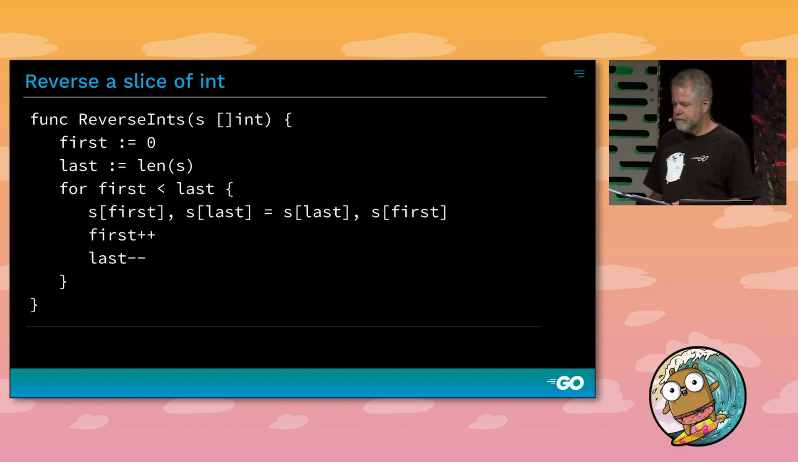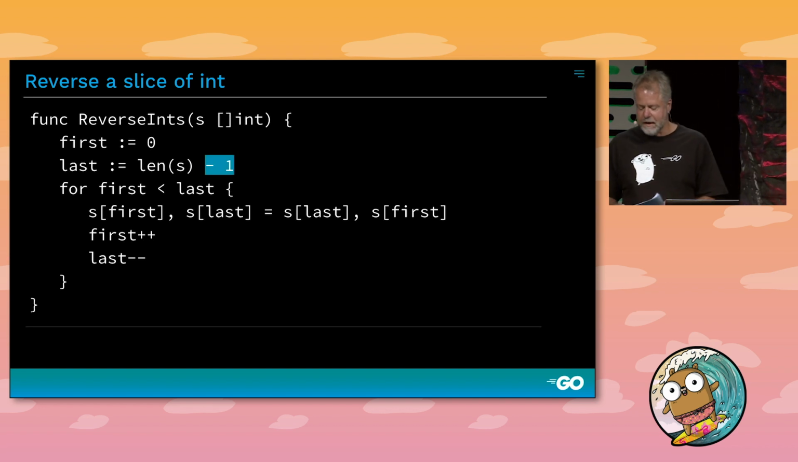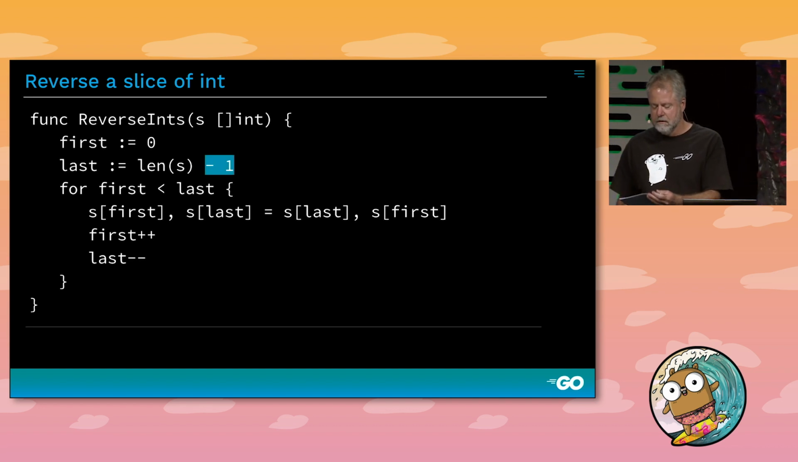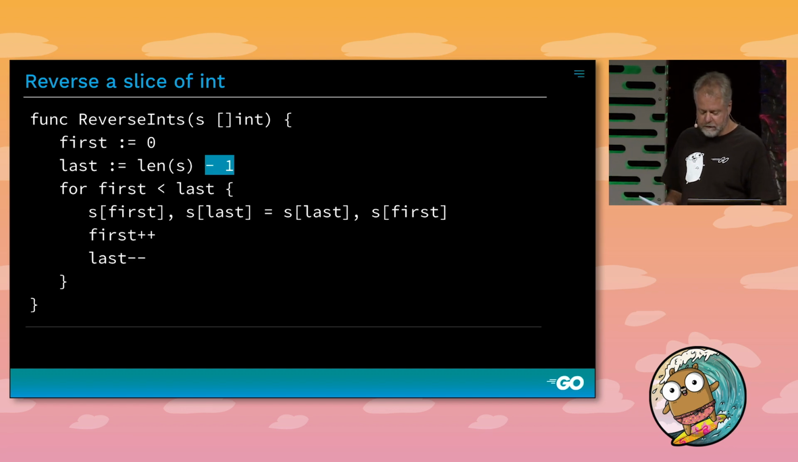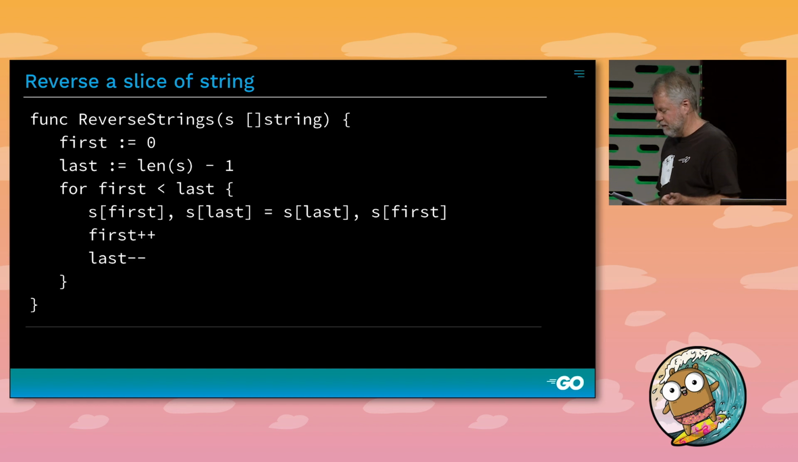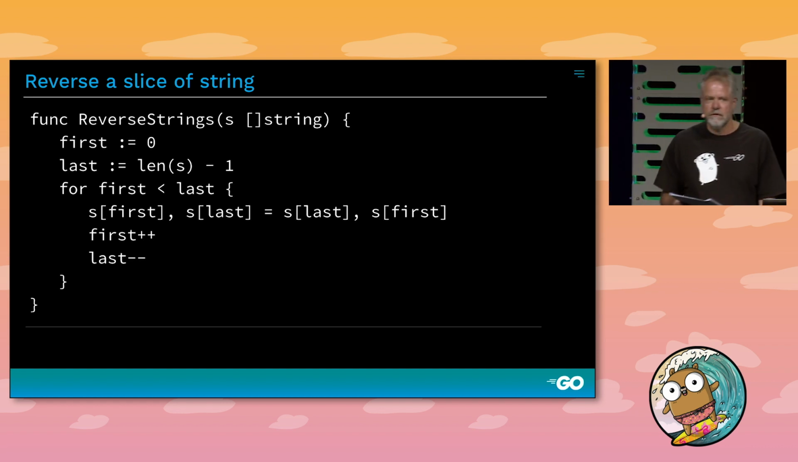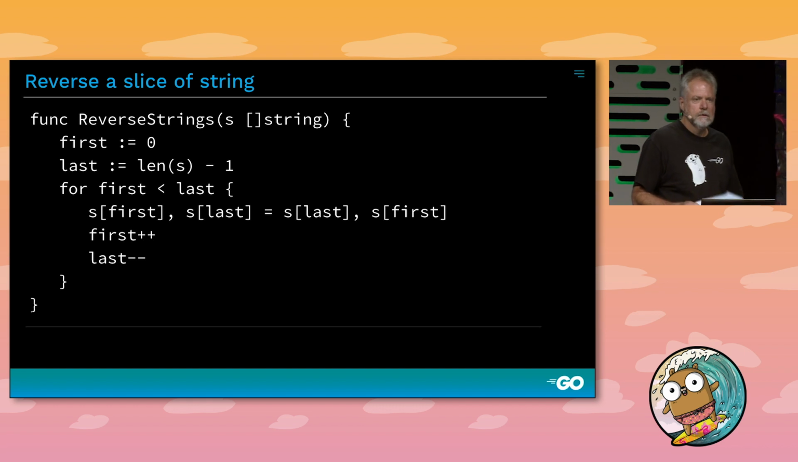Pretty simple. But even for a simple function like this, you'd want to write a few test cases. In fact, when I did, I found a bug. I'm sure many of you have spotted it already. We need to subtract 1 when we set the variable last. Now let's reverse a slice of string. If you compare reverse ints and reverse strings, you'll see the 2 functions are exactly the same, except for the type of the parameter. I don't think anybody here is surprised by that.